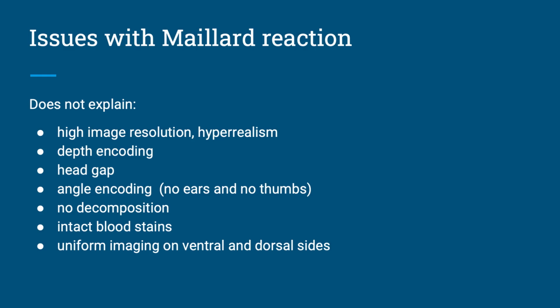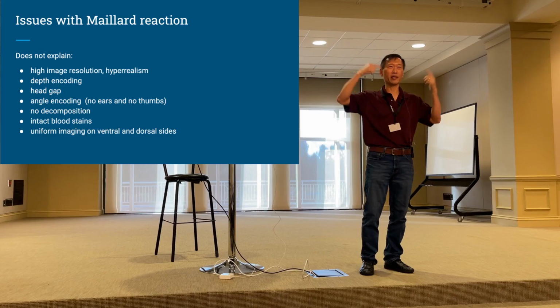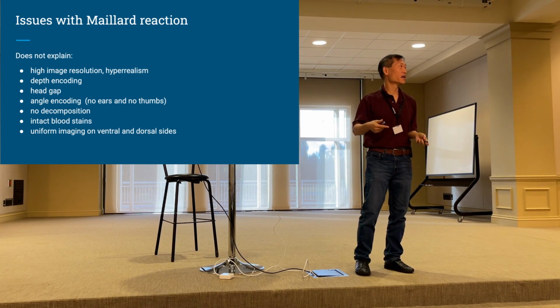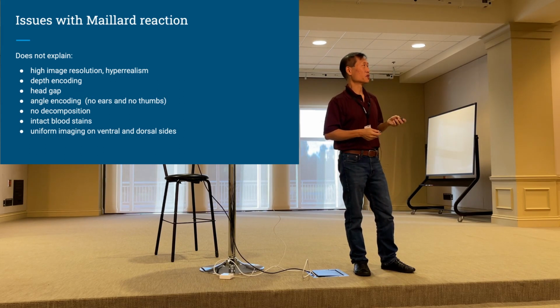But there are some issues with the Maillard reaction. One is, if a gas is coming off a body, how can it produce a high definition image? Gas would just be radiating, and you're not going to see a perfect image. You're just going to see a big blob, really. But we don't see that. We see a hyper-realistic image.